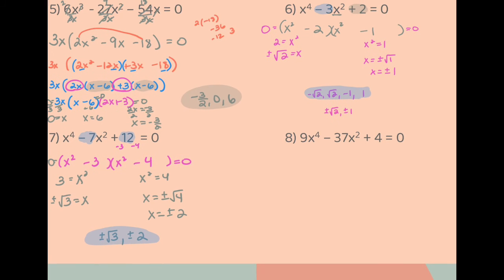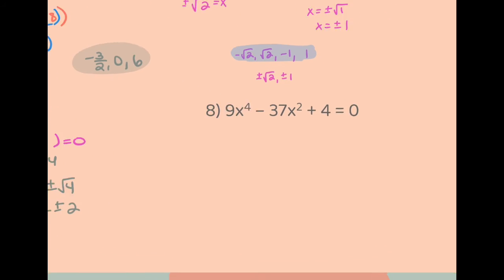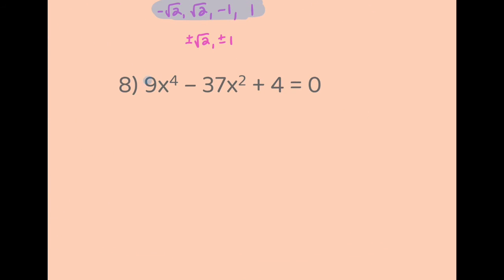Now 8, in the beginning, I'm going to ignore the x squared and the x to the 4th, but there's a number at the front this time, so I need to do my first times last. So 9 times 4, are there factors of 36 that sum to negative 37? Answer is yes, negative 1 and negative 36.